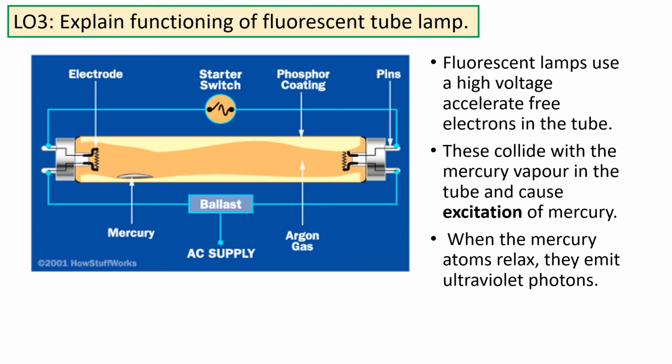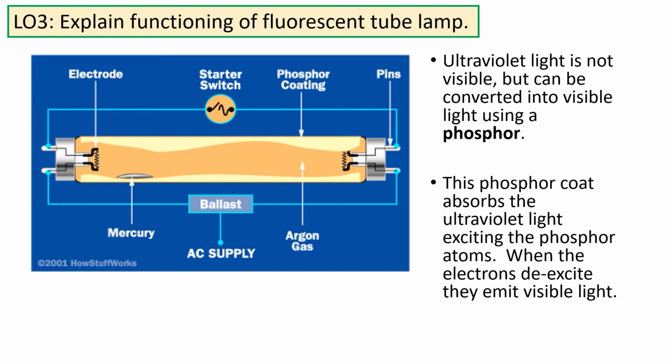Firstly, free electrons inside a glass tube are accelerated by a high voltage placed across the tube. Inside the tube, there is also a mercury vapor. These electrons will collide with the gaseous mercury, causing electrons in the mercury vapor to be excited. When these electrons eventually fall back down to the ground state, they will emit ultraviolet photons.